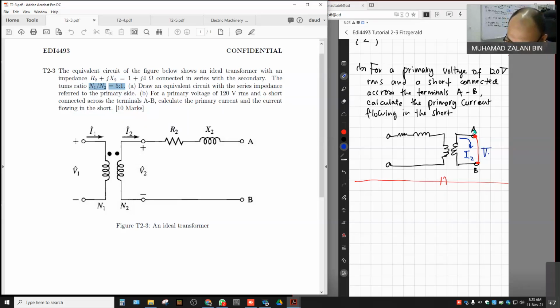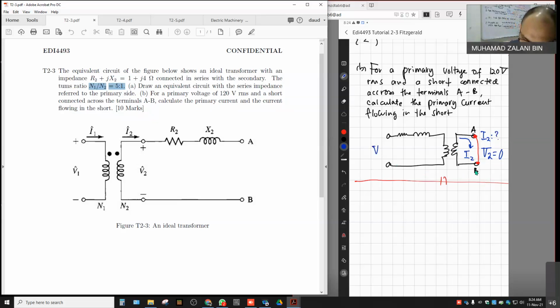Because this is V2, of course lah, bila kita short, V2 adalah 0. And I2, we can expect a very large current. Because bila kita short, semua current tu sebanyak mana yang boleh dia akan pergi ke ground lah. The terminal yang bawah ni sebenarnya connected to the ground lah. Alright, so kita nak cari current ni. Current ni berapa?